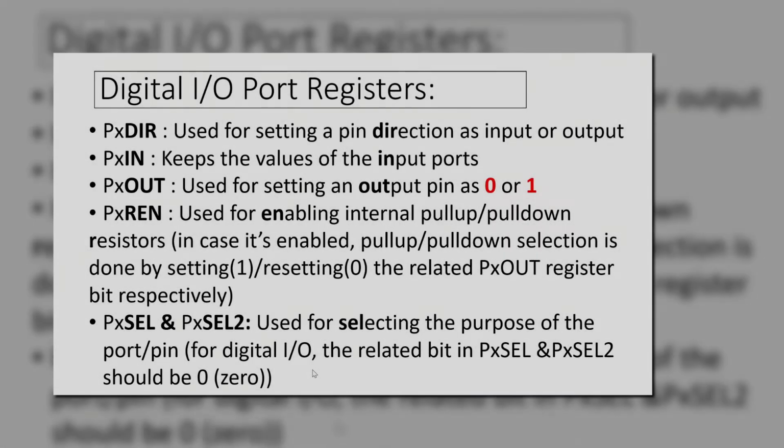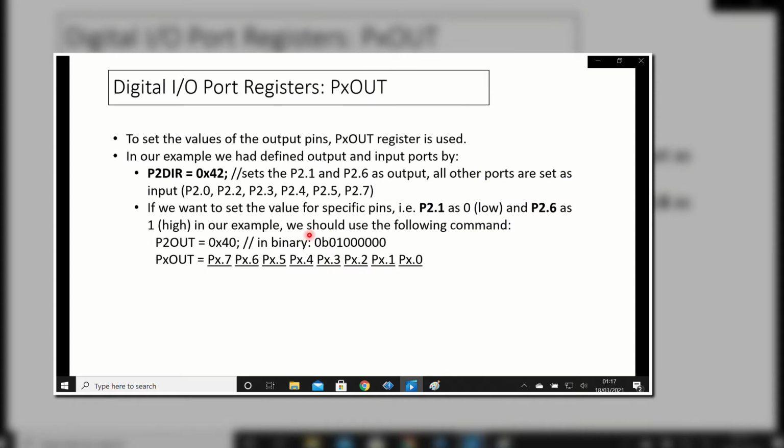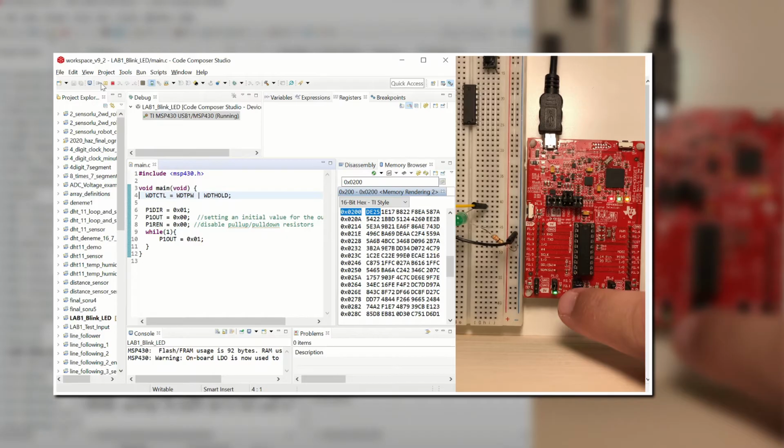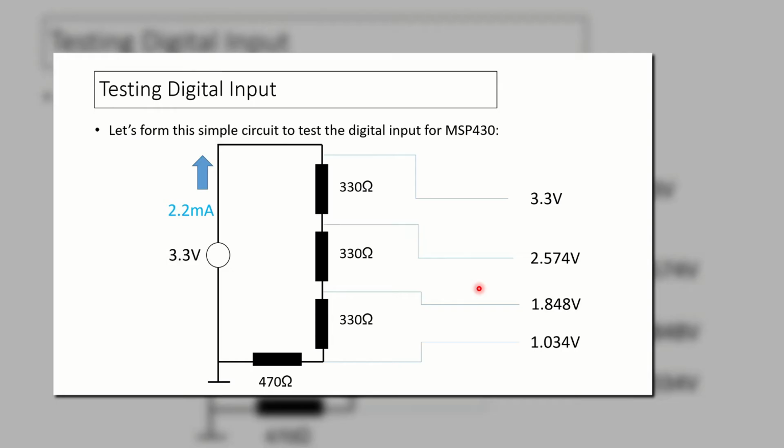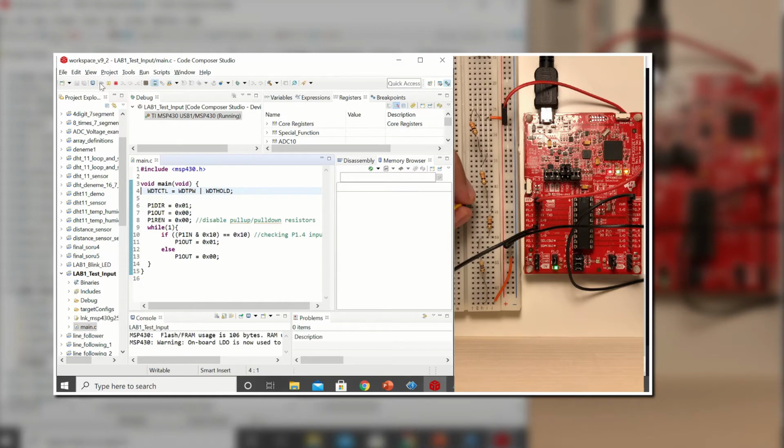Hello everyone, in this video we will see the digital I/O property of the MSP430 launchpad, starting with the port registers, and then we will see how to use the ports as output and control LEDs, and with the help of a simple circuit, we will test the input property of the ports.